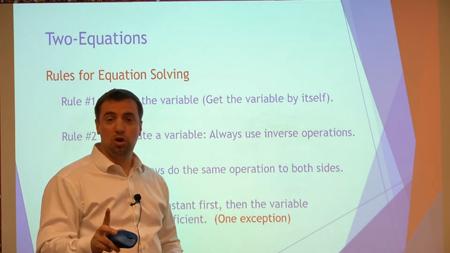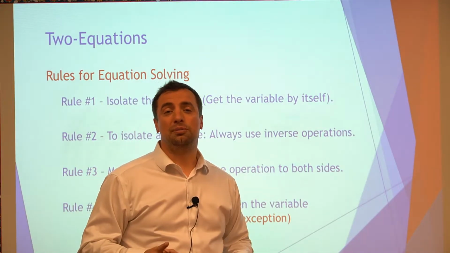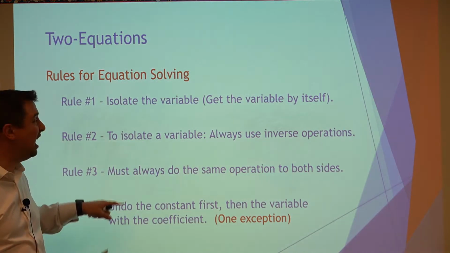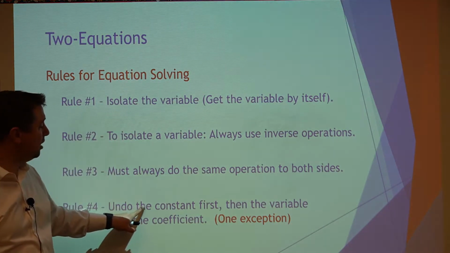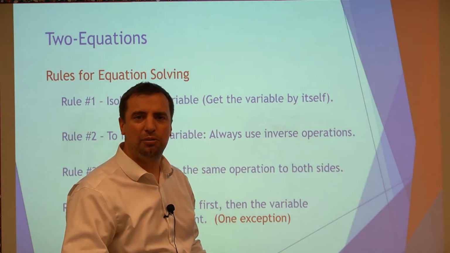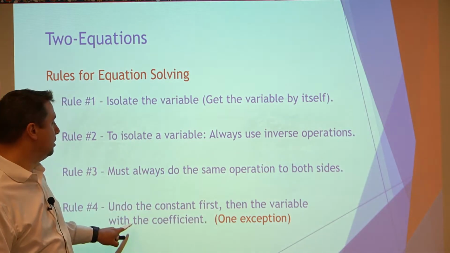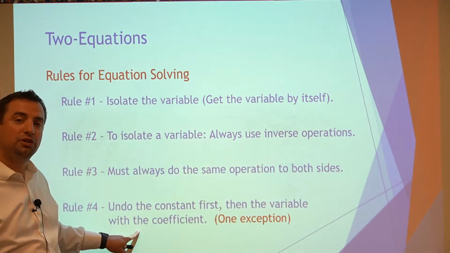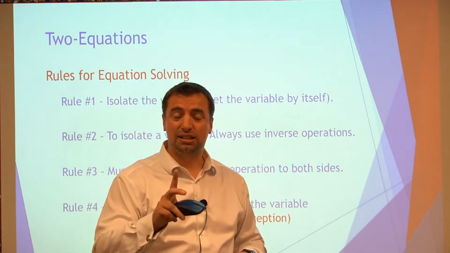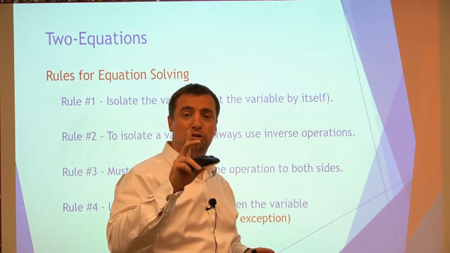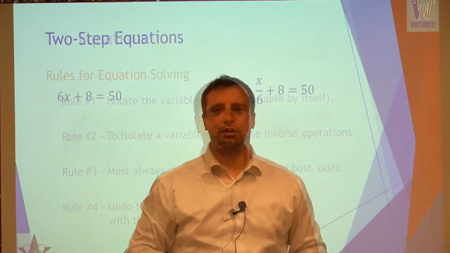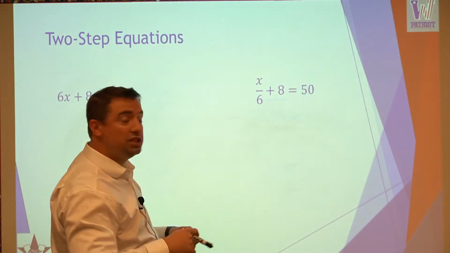Finally, and this is new when it comes to doing two-step equations, to isolate the variable, we want to undo the constant first, the term that doesn't have the variable in it. And then we will undo the variable with the coefficient. But there's one exception to this rule, and we're going to share with you that exception and why it is so important to make sure we follow that exception. All right, let's take a look at some examples, shall we?